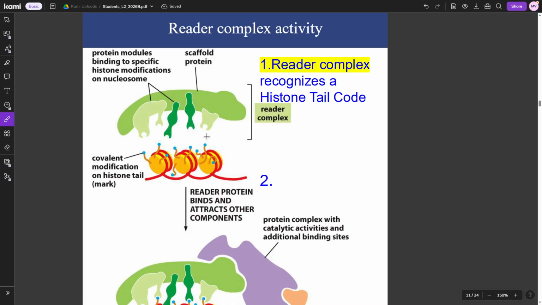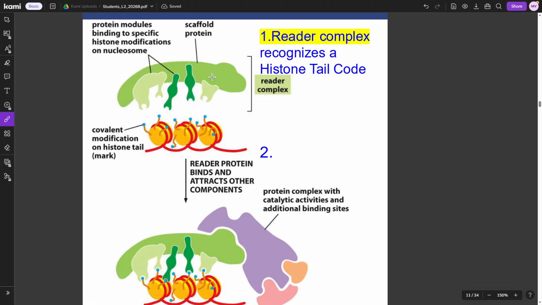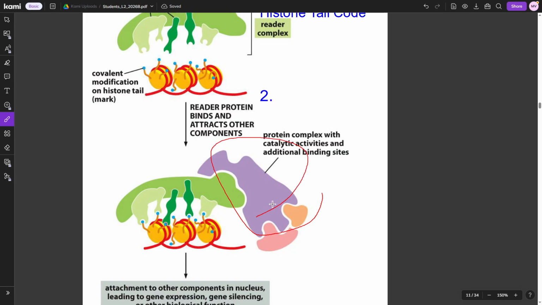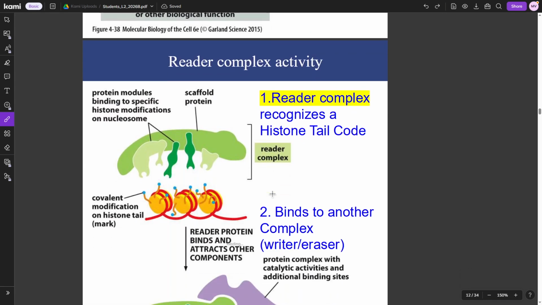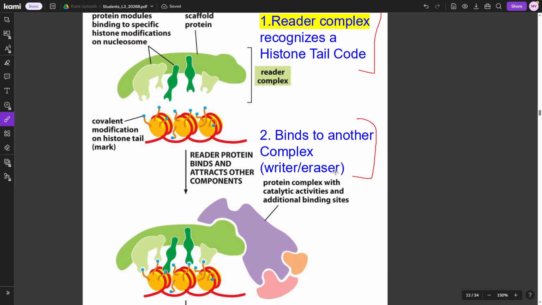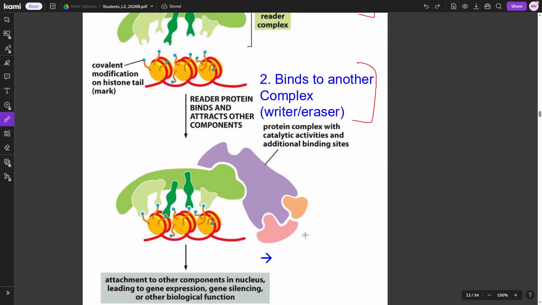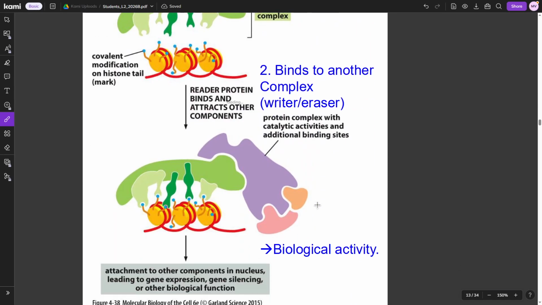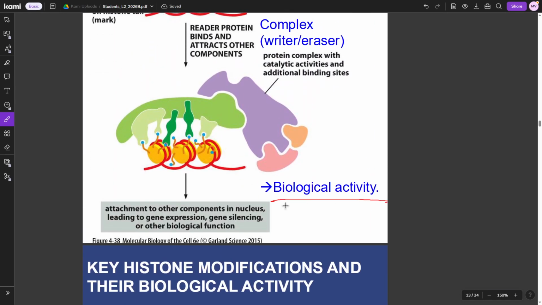Already talked about this a bit. There are more complex versions of it. It doesn't have to be just the simple ones that we've seen before. You can have many different readers attaching to a scaffold, and then that recruits a massive complex that does other things. That's what they're trying to get at here, right? So you see here, the reader complex recognizes histone tails and binds to another complex. This purple is supposed to be the complex with writers and erasers, and that causes downstream modifications, and that leads to biological activity.